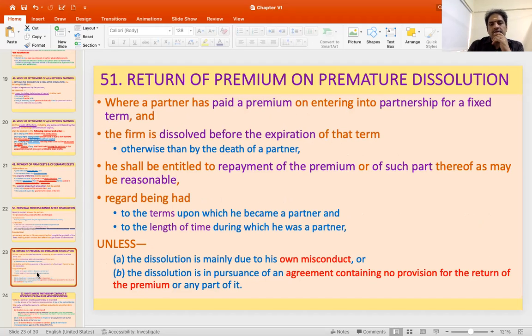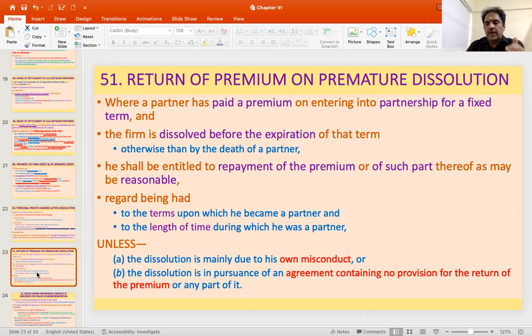Then section 51 talks about return of premium on premature dissolution. Here, where a partner has paid a premium on entering into a partnership for a fixed term, and the firm is dissolved before the expiration of that term, otherwise than by the death of a partner, then he shall be entitled to repayment of the premium or of such part thereof as may be reasonable.